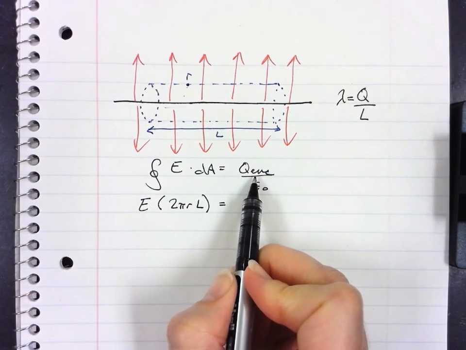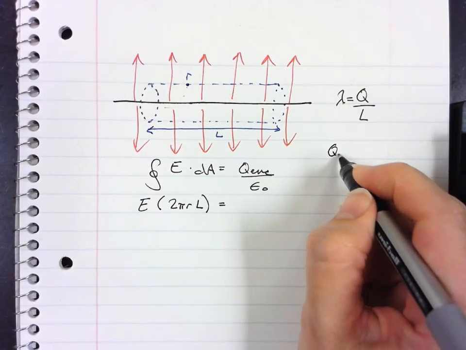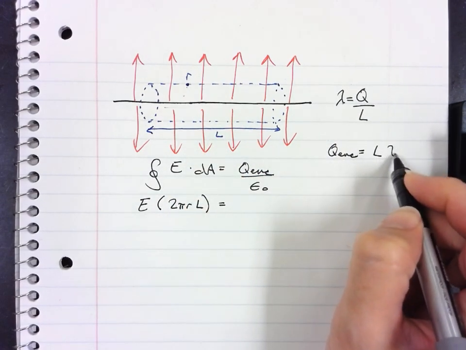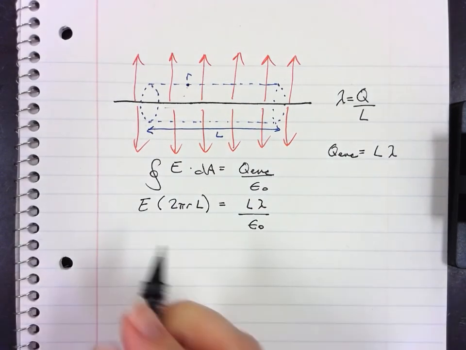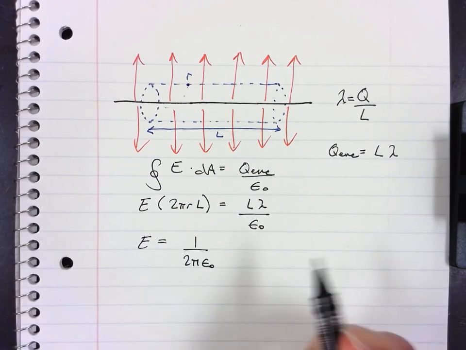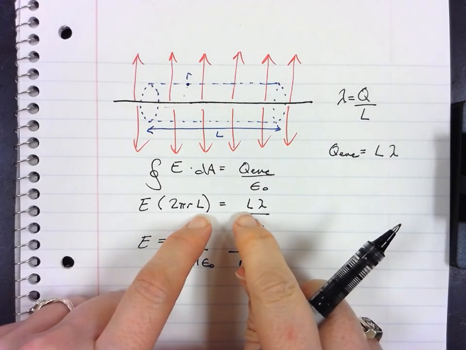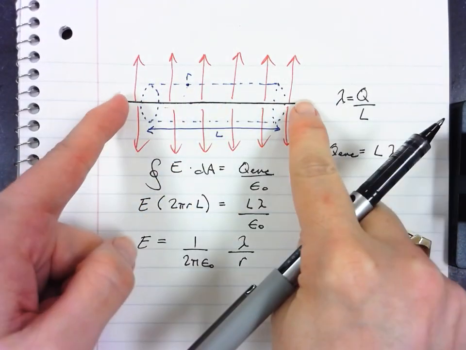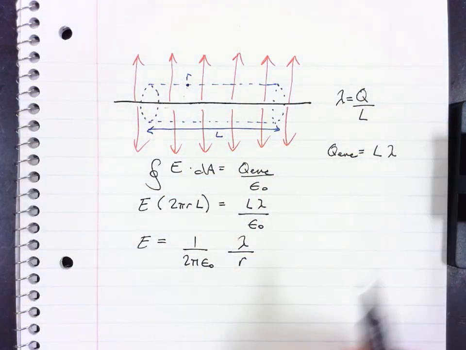Well, then the charge enclosed. Usually, with these, we use lambda, which is charge per unit length. So the charge enclosed is equal to this L, the specific L, times lambda. So L lambda, and then I divide by epsilon naught. So we get 1 over 2 pi epsilon naught, lambda over r. Notice the L canceled out. And that's good, because if I'm looking for the electric field here, as long as I'm fairly close to a really, really long line, it shouldn't matter how long this section is that I chose.